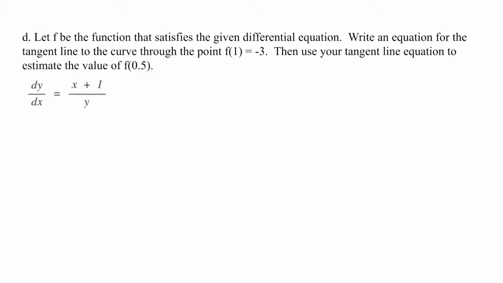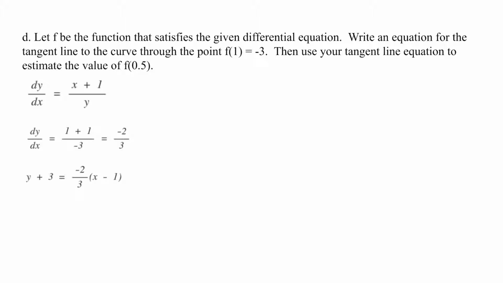So we're going to start off again by using the given differential equation, and we're going to find the slope at the point (1, -3) by plugging in 1 and -3 as the x and y values for the differential equation, and then that gives us 1 + 1/(-3), which equals -2/3.